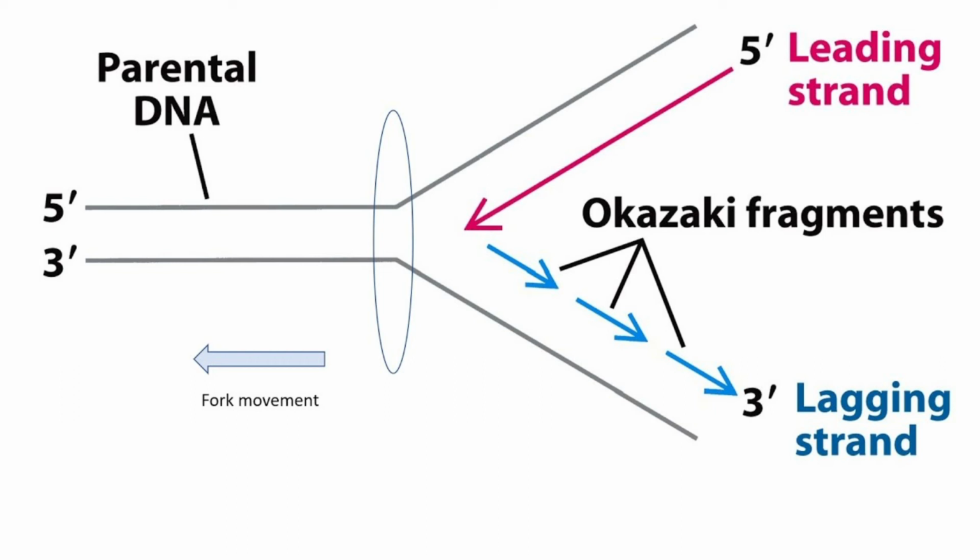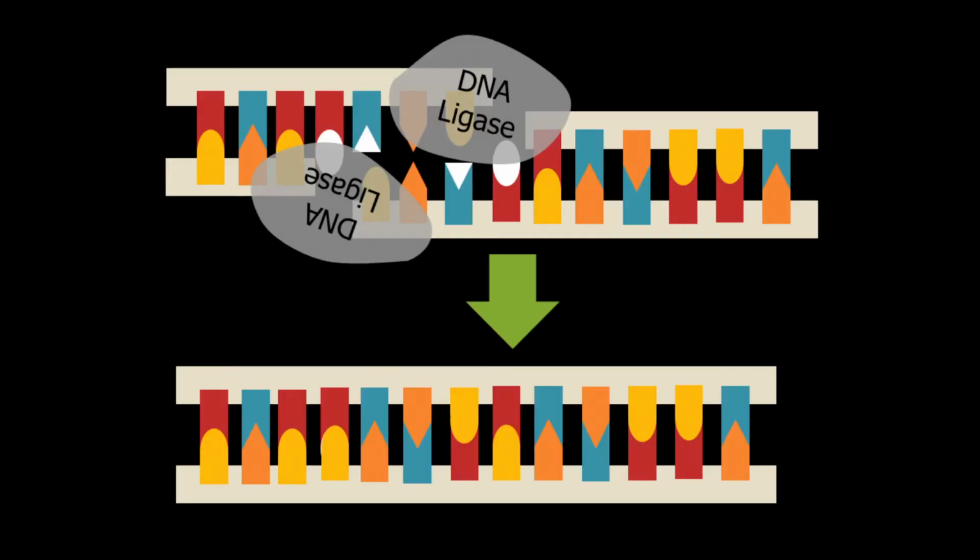After the Okazaki fragments are formed, DNA polymerase 1 goes behind it and replaces all of the RNA nucleotides from the primase with DNA nucleotides. Finally, DNA ligase joins the Okazaki fragments into one continuous strand of DNA.